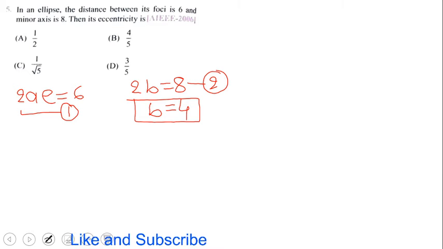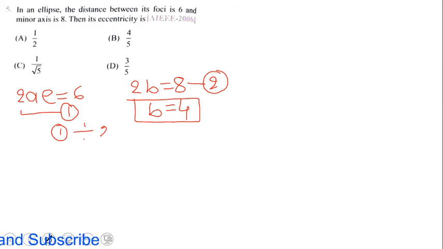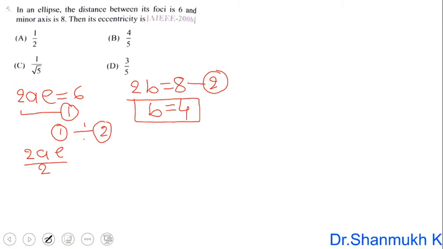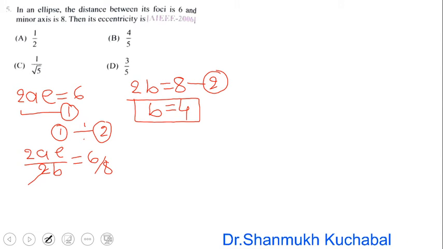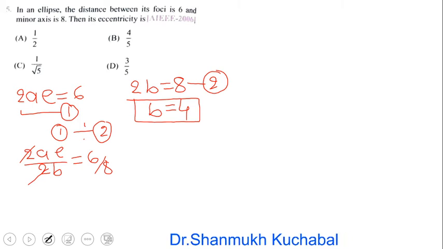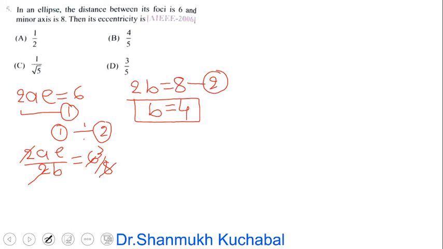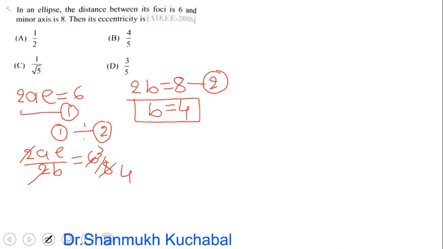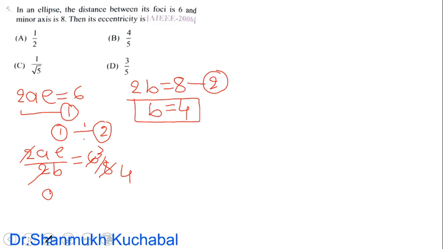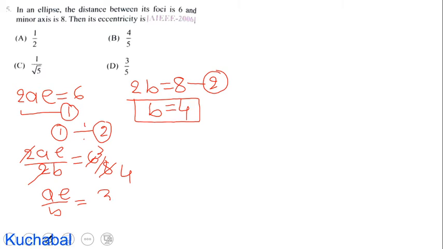Now we will find equation 1 divided by equation 2. So we get 2ae by 2b equal to 6 by 8. The 2s cancel, 2 threes are 6, 2 fours are 8. So we get ae divided by b equal to 3 divided by 4.